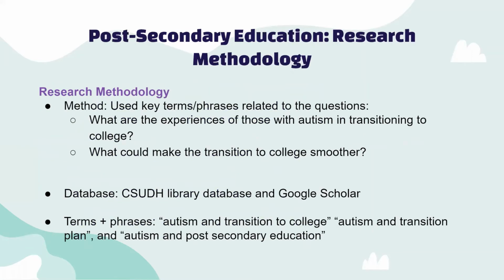So to research this topic, I used a method where I used key terms or phrases related to the following questions. What are the experiences of those with autism in transitioning to college, and what could make the transition to college smoother for these students? In terms of my databases, I used the CSUDH library database in addition to Google Scholar, and I used terms and phrases such as autism and transitioning to college, autism and transition plan, and autism and post-secondary education.